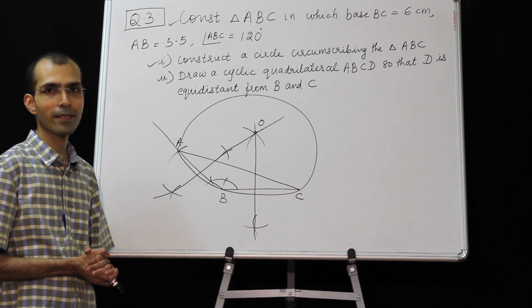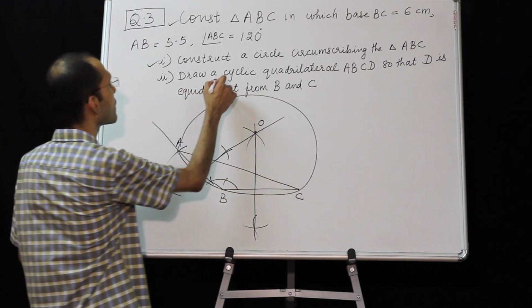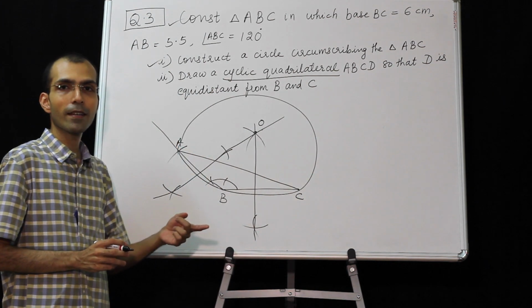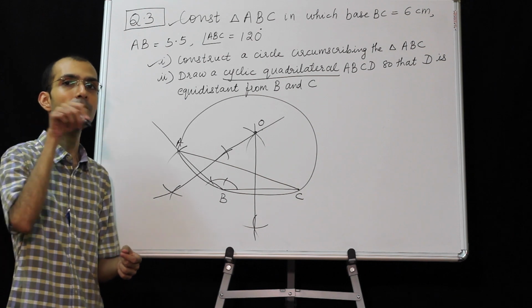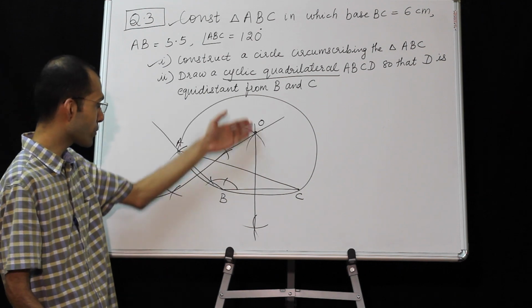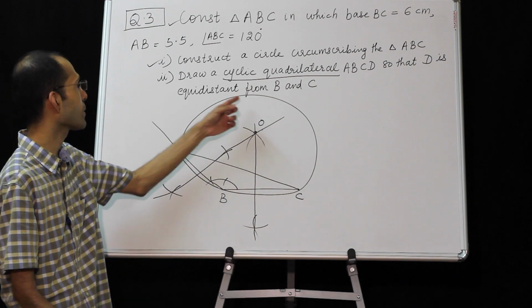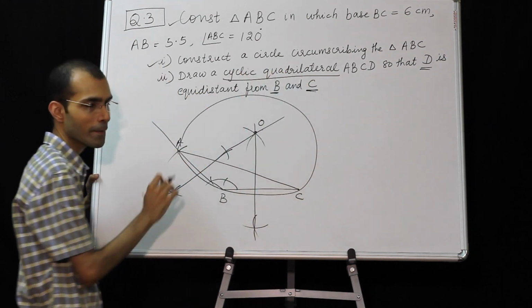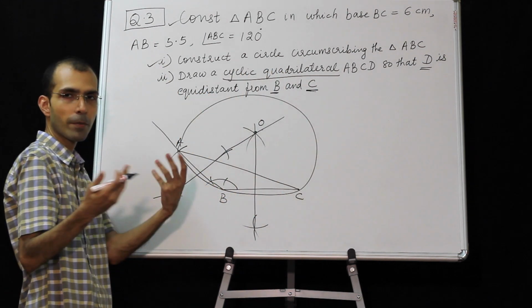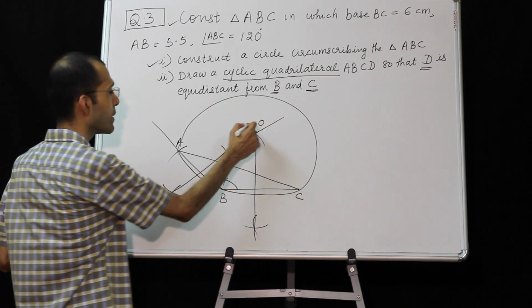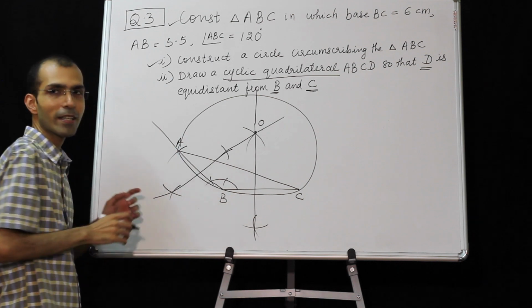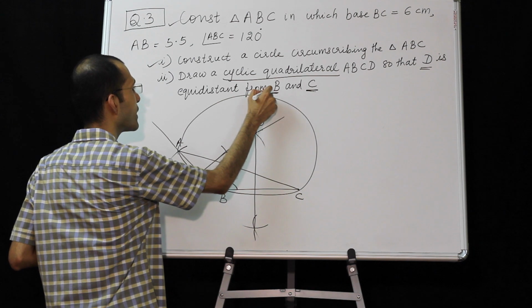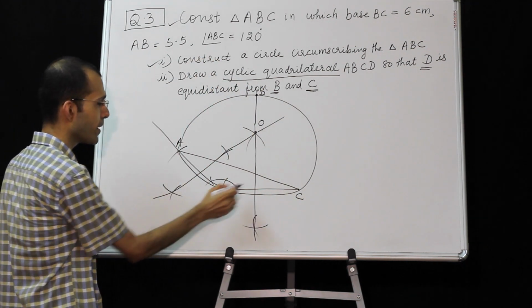from two endpoints. But they have said draw a cyclic quadrilateral. That means point D should also lie on the circumference of the circle, and also it should lie on the perpendicular bisector because the condition is D is equidistant from B and C. Now the perpendicular bisector of segment BC is already drawn. We will have to just stretch it so that it meets the circumference of the circle, and this will be our point D. So now A, B, C, D.